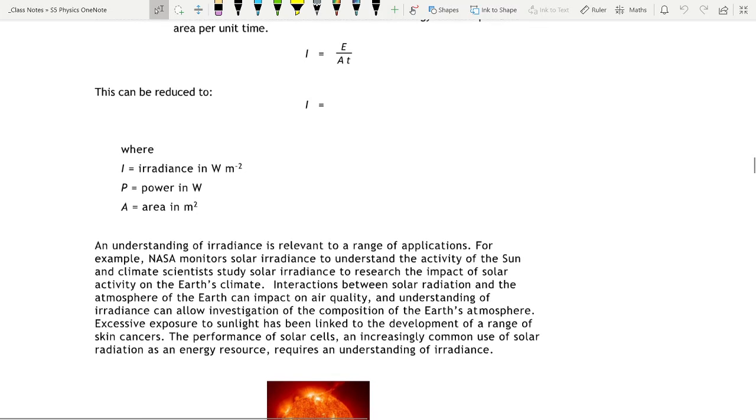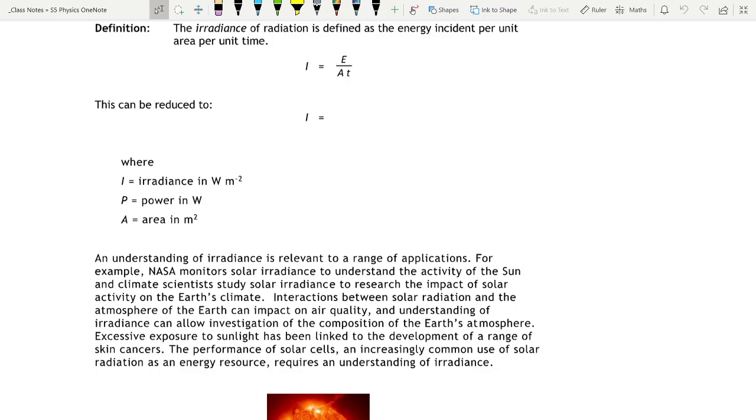So irradiance, as I said, or it could be intensity, is energy divided by area times time. And we also know that power is energy over time. So we can replace the energy over time part by power, and we end up with an equation of irradiance equals power over time. Okay. So this is always in reference to any kind of light. So it might be a laser, it might be a light bulb. So the irradiance of a light bulb.